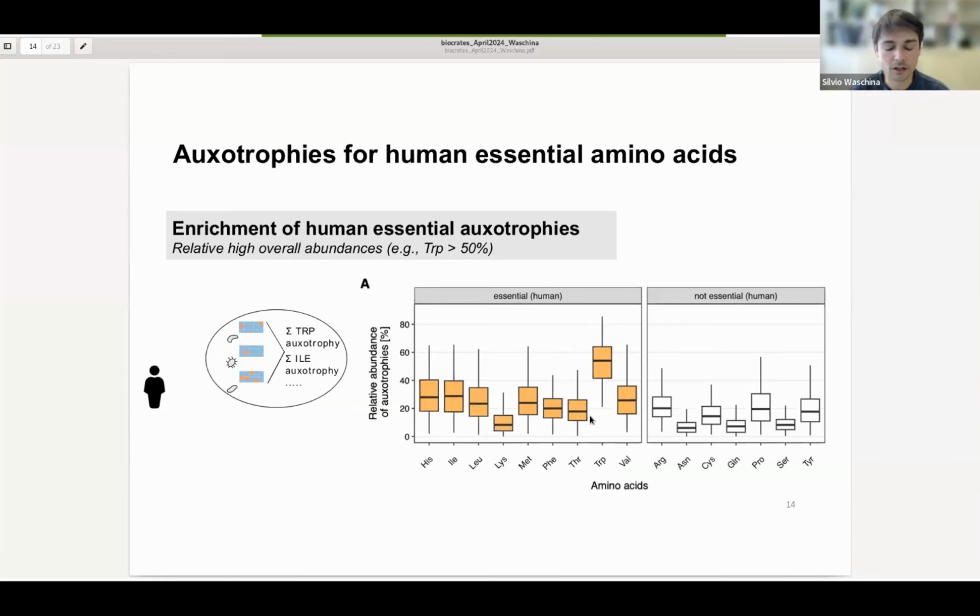And this is shown here: on the x-axis, the amino acids, on the y-axis, the relative abundance of auxotrophies in this one cohort from Kiel. And as you can see, the amino acids that are also essential to the human host are also very frequently essential to gut microbes in the microbiomes of individual persons. So, for example, for tryptophan, more than 50% of the microbiome needed tryptophan in order to grow. But also other amino acids that are essential to the human host were quite frequent in the auxotrophies in the human gut microbiome. Whereas the non-essential amino acids are less frequent as auxotrophies in these environments.